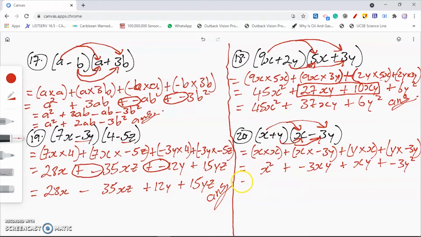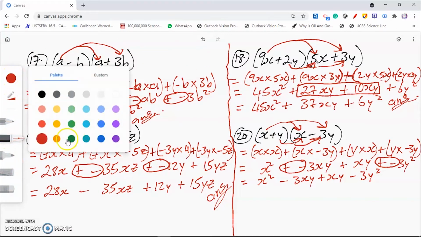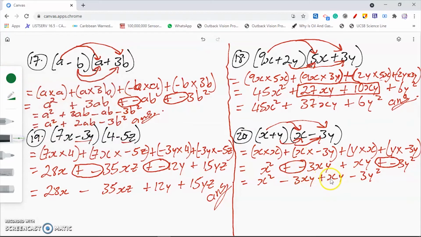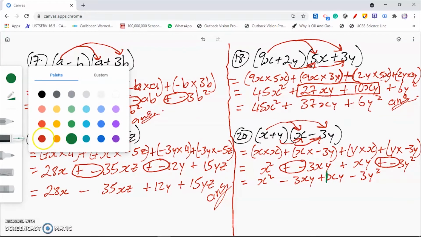Good. So we have to simplify these two signs here. So we get x squared, and these two as well. So we get x squared minus 3xy plus xy, minus 3y squared. Now, whenever you have an algebraic term without a coefficient, the coefficient can be seen as being 1. So xy here is the same as 1xy. So we can simplify further.